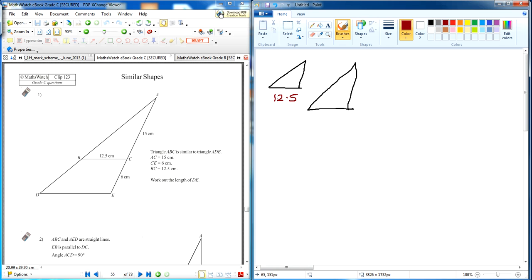12.5, and A to C is 15. Okay, and they say C to E is 6. So if C to E is 6, what's 6 add 15 to get the full distance? What is it? 21. Okay, so the question is basically that.